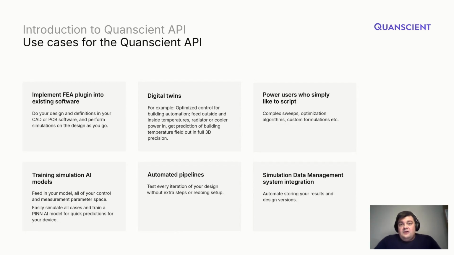Then automated pipelines. For example, you can do a pipeline where certain design changes always get checked by the same simulations, basically with one click or even no clicks. And then, of course, simulation data management integration. You can automate versioning and downloading, backing up your data to your own systems or different systems.